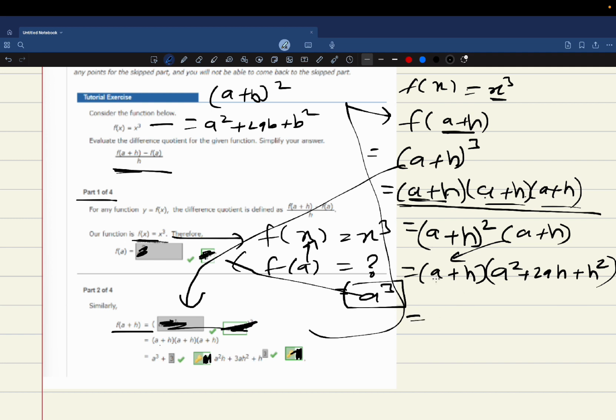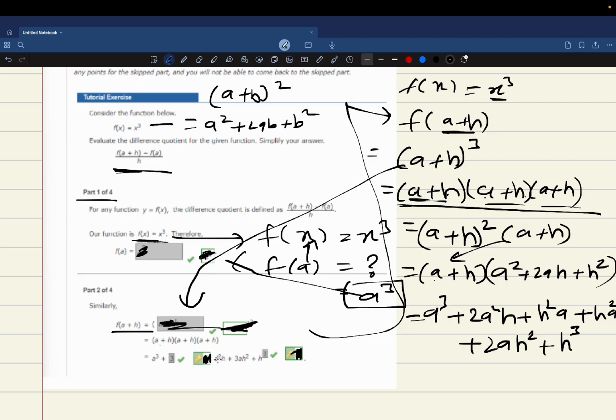Now we need to multiply it by a, and then again multiply it by h. So a times a squared will be a cubed, plus 2a squared h, plus h squared a. Then again, h times a squared is a squared h, and then I'll move to another line, plus 2ah squared, and then plus h cubed.